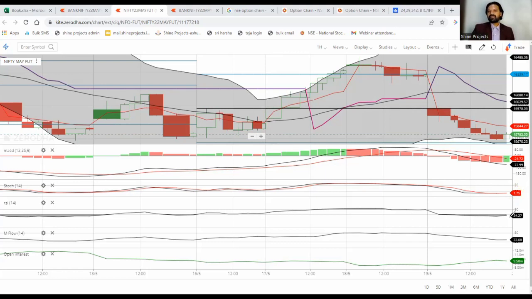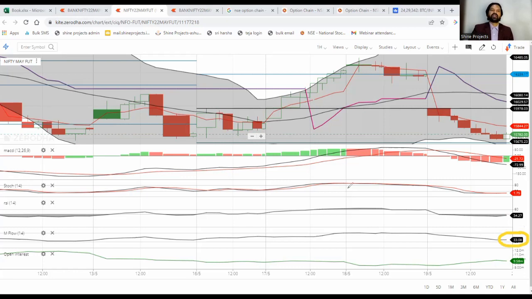Right? And the next one is the relative strength index. When the relative strength index also falls below 40, it means that the markets are in a very weak shape. All right. And the next one is the money flow index. Okay, the money flow index being below 40 also means that money is flowing out of the security.